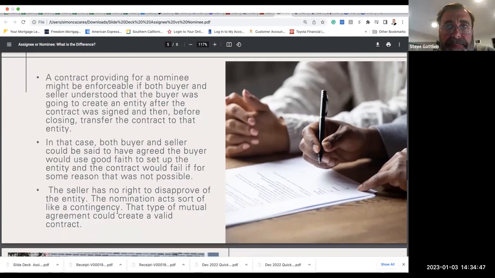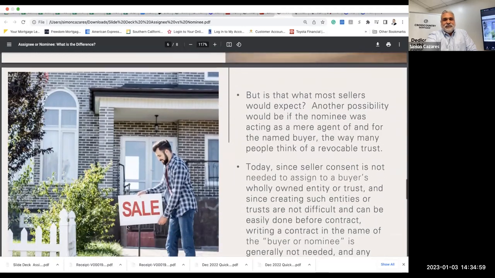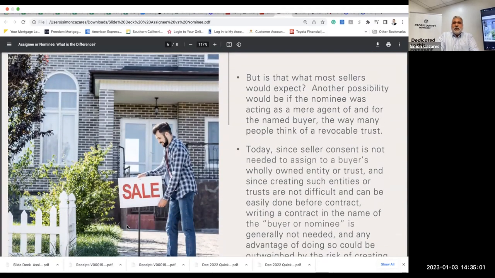So the seller has the right to disapprove of the entity. The nomination acts sort of like a contingency. That type of mutual agreement could create a valid contract, right? But is that what most sellers would expect? Another possibility would be if the nominee was acting as a mere agent of and for the named buyer, the way many people think of a revocable trust.